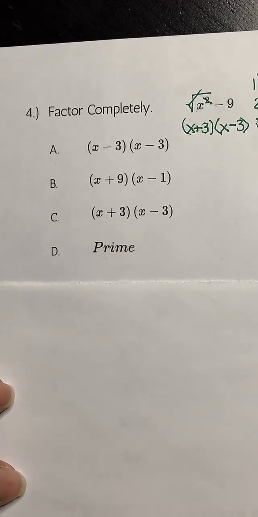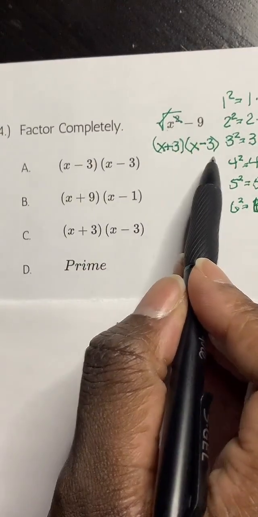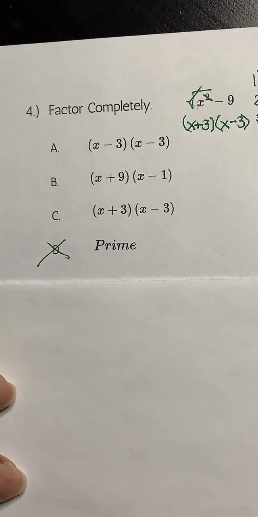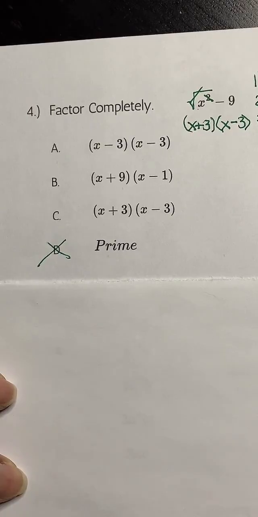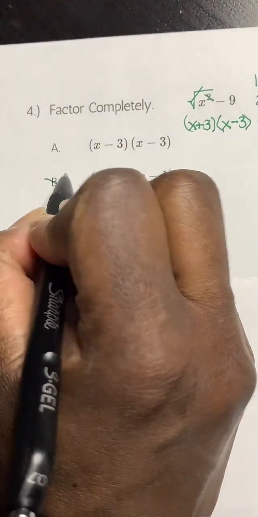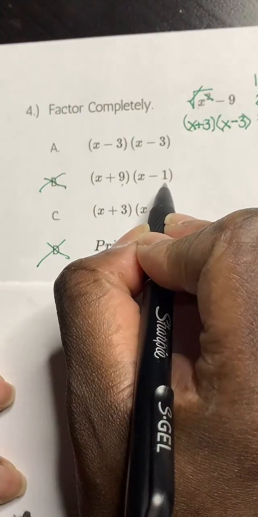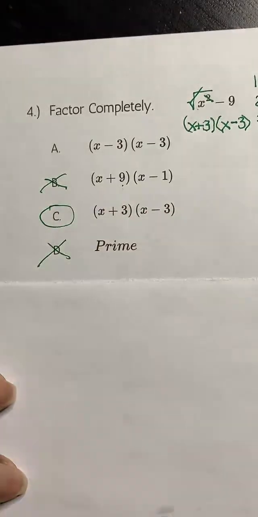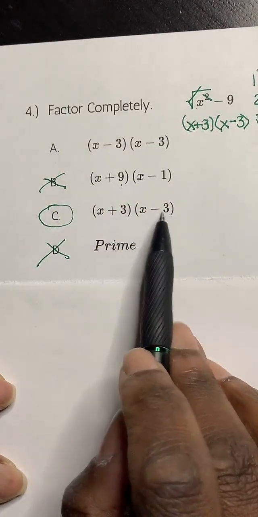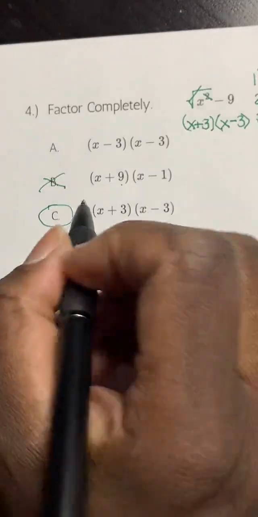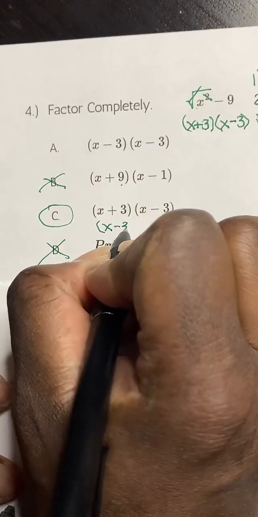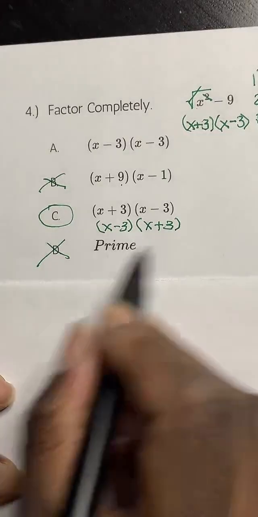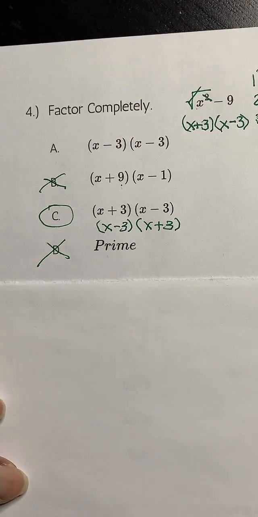So if we're looking at our answer choices, right away we actually found an answer. Prime is definitely out. Prime means it cannot be factored, cannot be broken down. We're looking at its lowest terms. It's not going to be B because they're saying 9 times negative 1. No. Our answer, in fact, is going to be C because we have our positive 3 and our negative 3. For some of you, if you did it as x minus 3 and then x plus 3, that's fine. That's interchangeable.